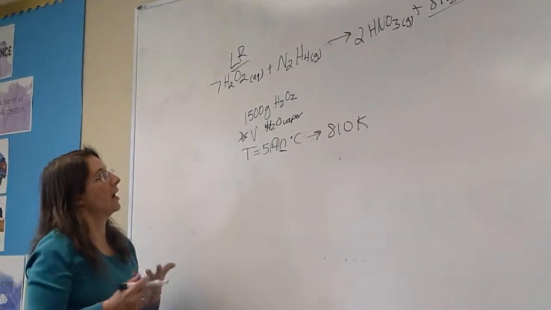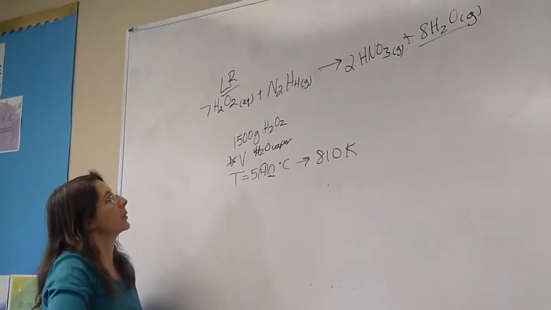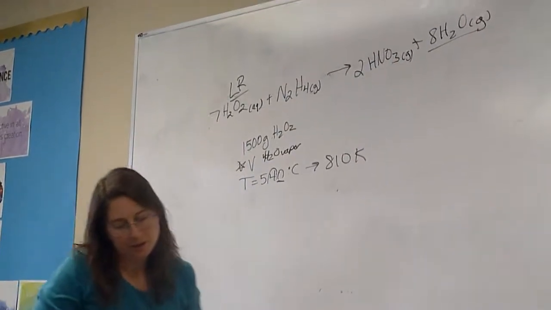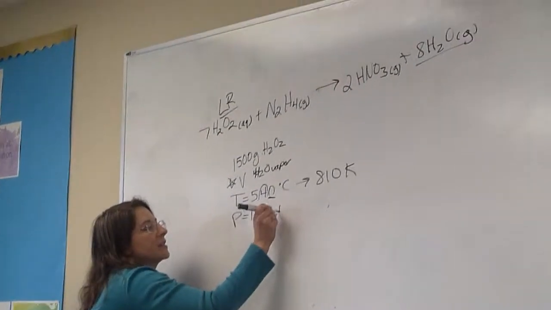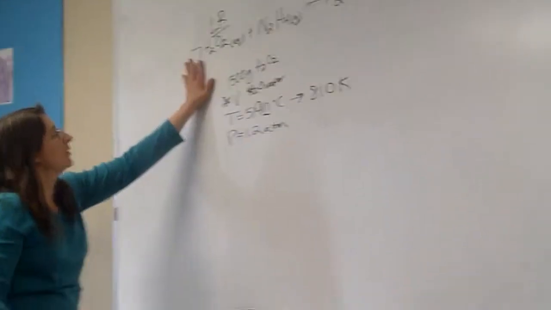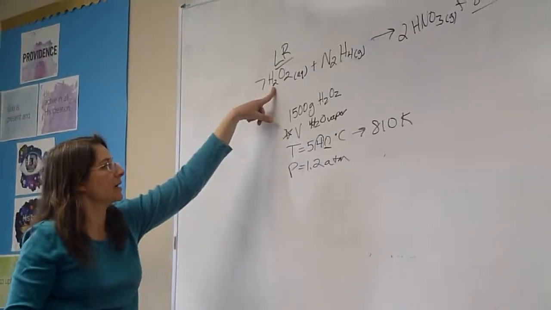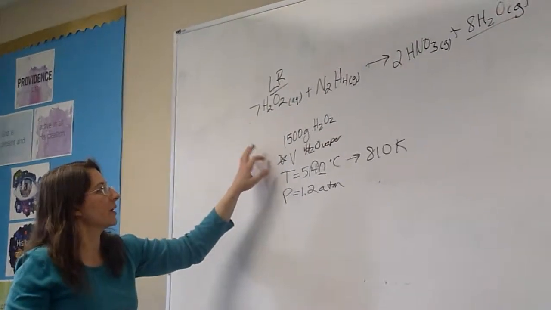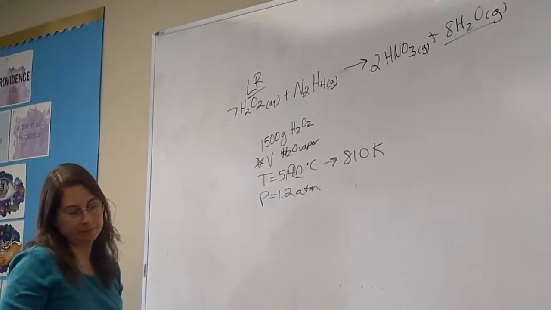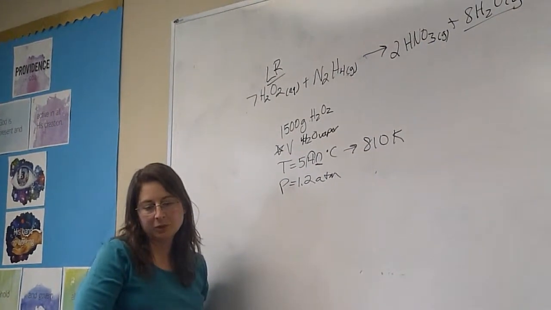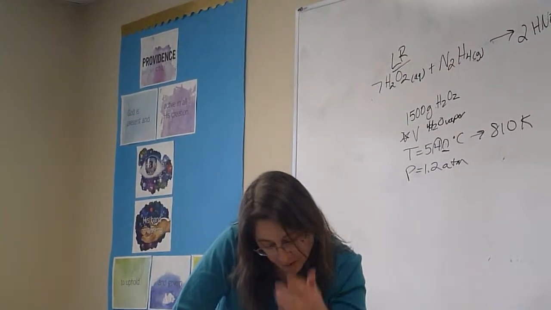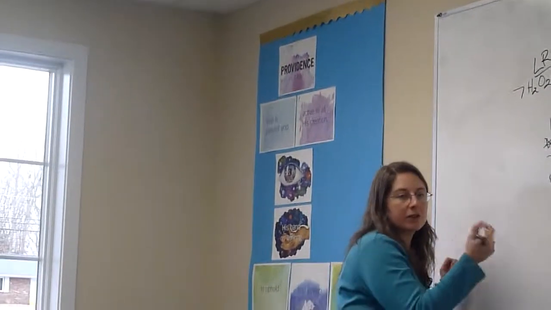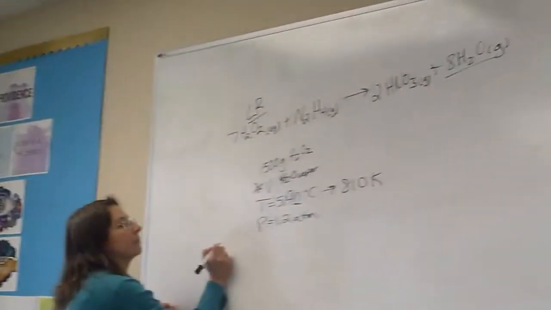So now, what's our goal? Volume of water vapor. What's our limiting reactant? That. And the pressure of 1.2 atmospheres. If I have grams of my limiting reactant, how can I get to a place where I can convert to the water vapor? What do I need to know? You need moles. I need moles. Alright, so let's convert to moles of water vapor.